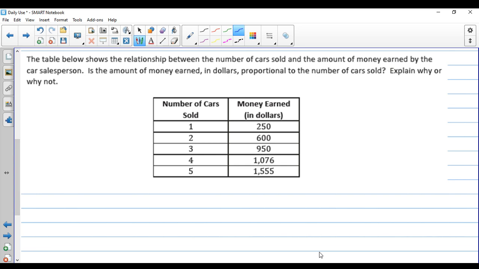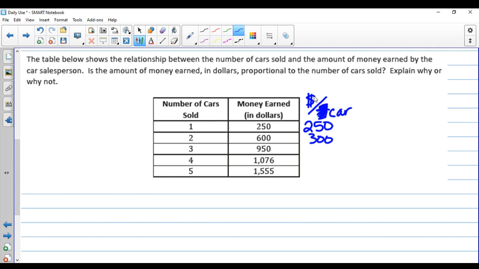And in this example, we already have our table, and it shows the relationship between the number of cars sold and the amount of money earned by the salesperson. So in this case, I'm going to calculate the rate that is the dollars earned per car. Whoops, not number, per car. The dollars earned per car. So I would do 250 divided by 1 is 250. 600 divided by 2 is 300.